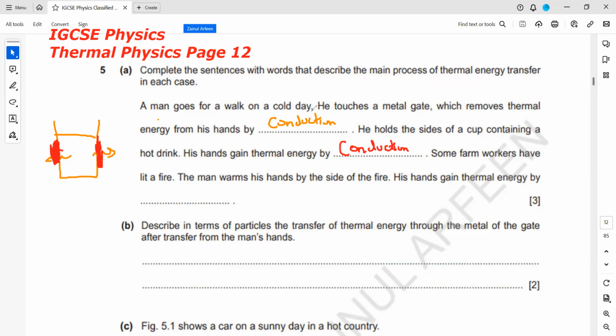Then some farm workers have lit a fire. The man warmed his hand by the side of the fire. For example, some farm workers lit a fire and the man places his hand sideways. By which way did he get the energy transfer? His hand gained thermal energy by radiation. That's right.